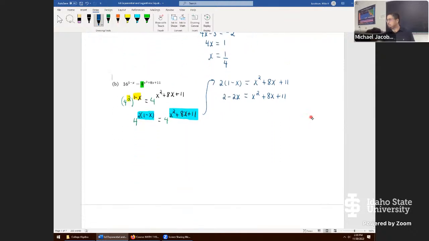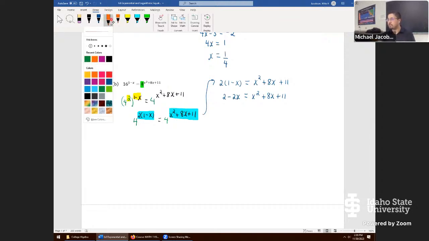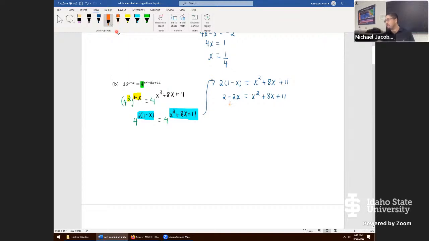The next thing, let's see here. I'll subtract 2 and add 2x. Let me write that in as a step just to more clearly show that. That's a multiple step operation. So add 2x to both sides.